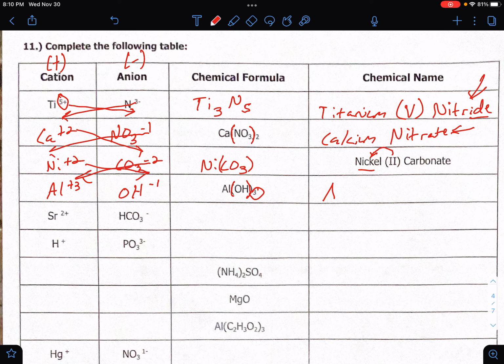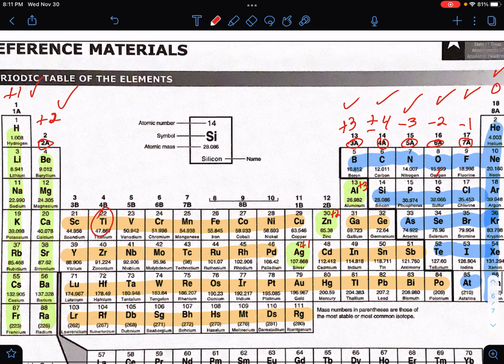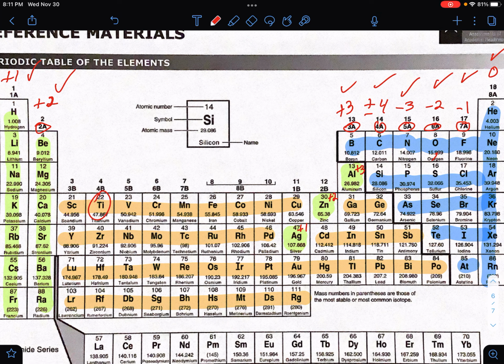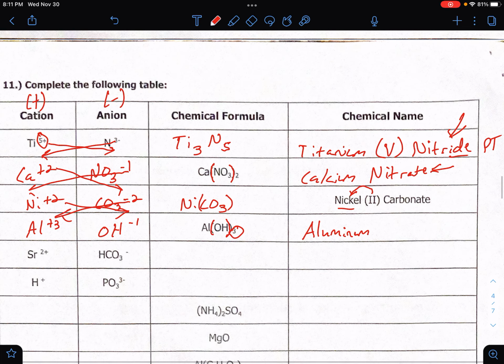Now for the name, Al is just aluminum, so you don't need to do anything there. Now, if you look at your periodic table, aluminum is in the transition metal block, but if you look, these 3 are always the same. You do not need a Roman numeral for those 3. Okay, so you can just tell me aluminum. You do not need a Roman numeral. And then OH becomes hydroxide.